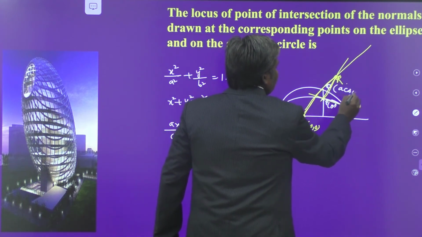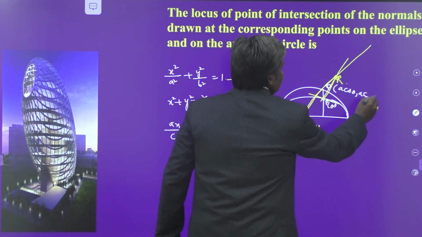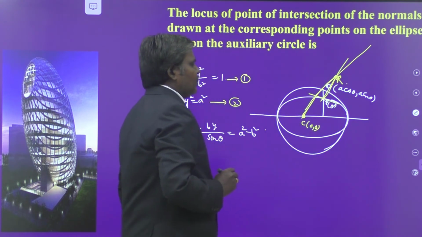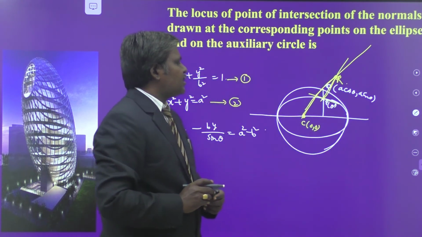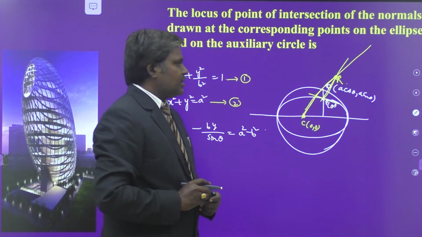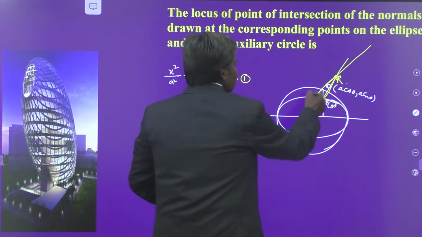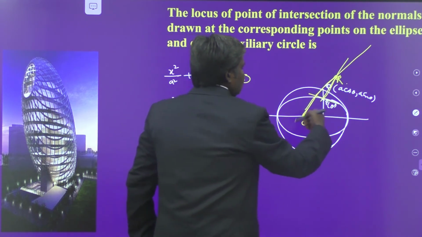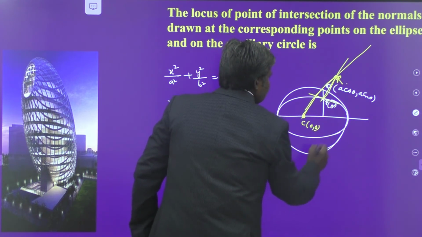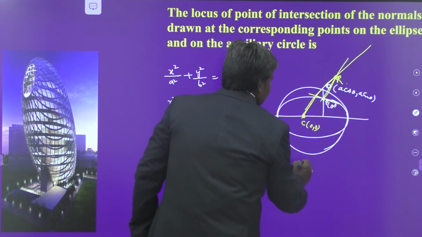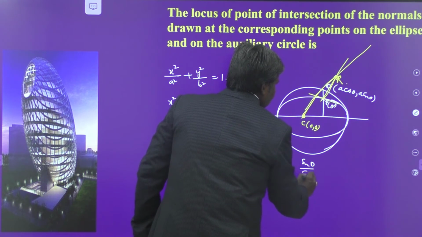A cos theta comma a sin theta. P is a cos theta comma b sin theta, then its corresponding point is a cos theta comma a sin theta. So can you write the equation of CQ or not? So what is the slope? Slope of the line is a sin theta by a cos theta, that is nothing but sin theta by cos theta.